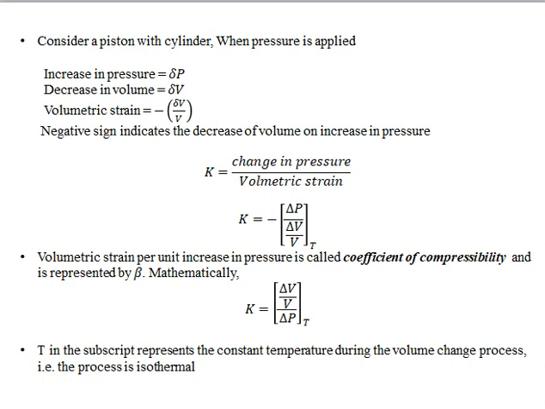If we consider a piston with cylinder, when pressure is applied, if we consider the increase in pressure as delta P and the decrease in volume as delta V, the volumetric strain will be given as delta V by V. The negative sign here indicates the decrease of the volume on increase in pressure. Here, the K value is nothing but the change in pressure divided by the volumetric strain. If we substitute the values, we get the expression as this. The volumetric strain per unit increase in the pressure is called the coefficient of compressibility, which is represented by beta.